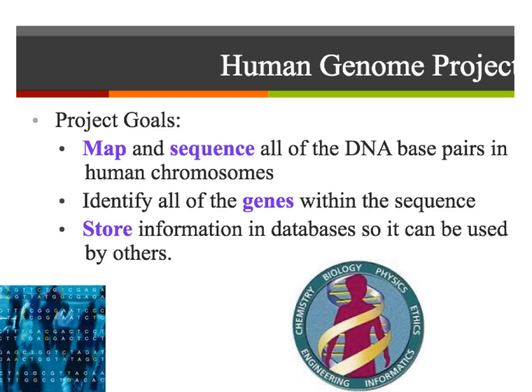These next notes move into section 9.5, which is Genomics and Bioinformatics. The Human Genome Project is first. The whole goal of this project was to map and sequence all of the DNA base pairs in human chromosomes, identify all the genes within the sequences, and store information in databases so it can be used by others.